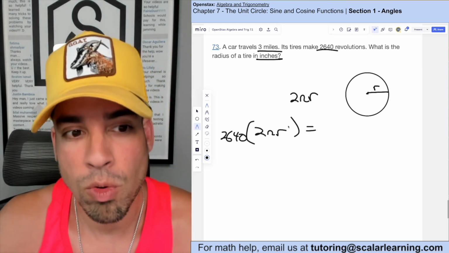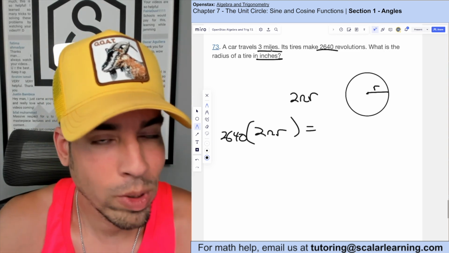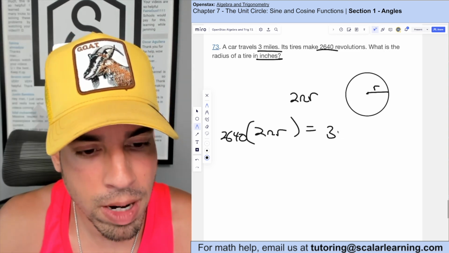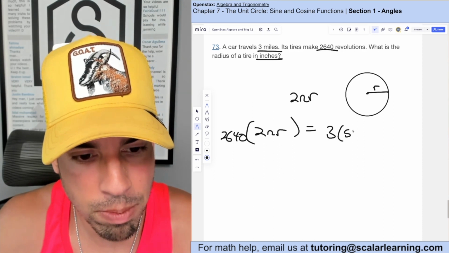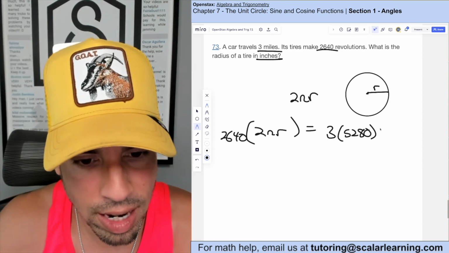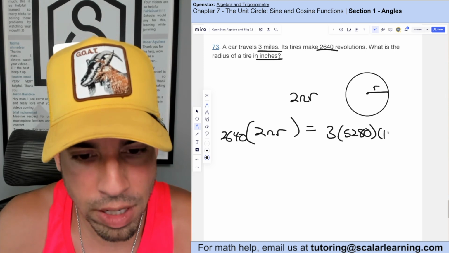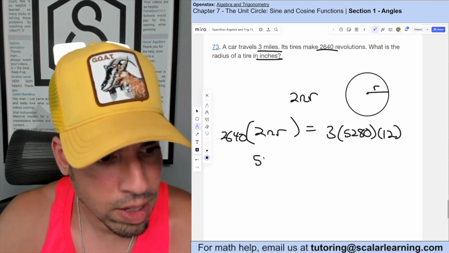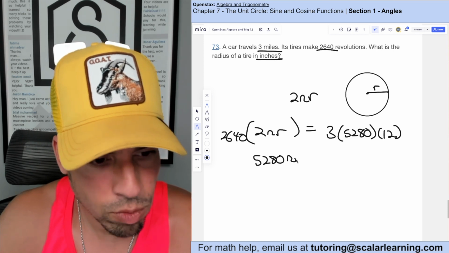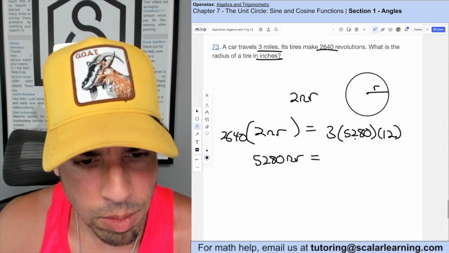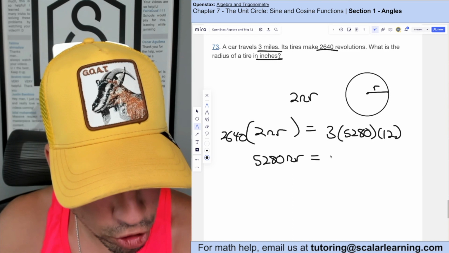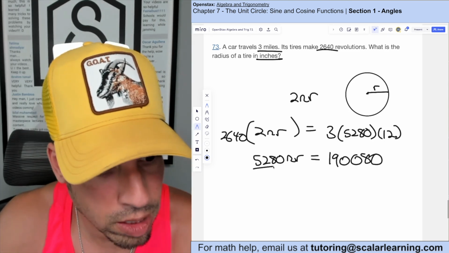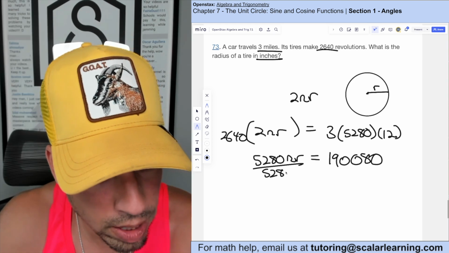But the thing is, our radius is in inches, so we need this mile value in inches as well. So to convert 3 miles to inches, first we convert it to feet by multiplying by 5,280. And then since there's 12 inches in a foot, we multiply it again by 12. So now on the left side, we have 5,280 pi radius equals 3 times 5,280 times 12, which equals 190,080.